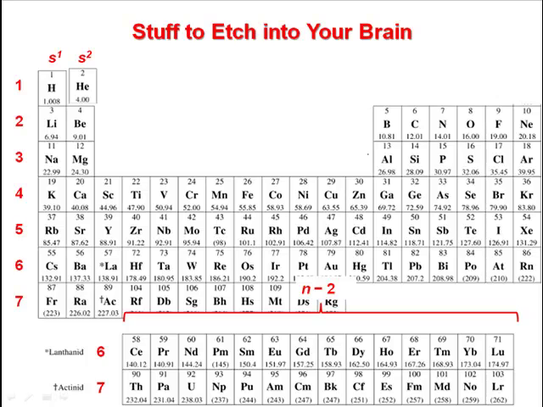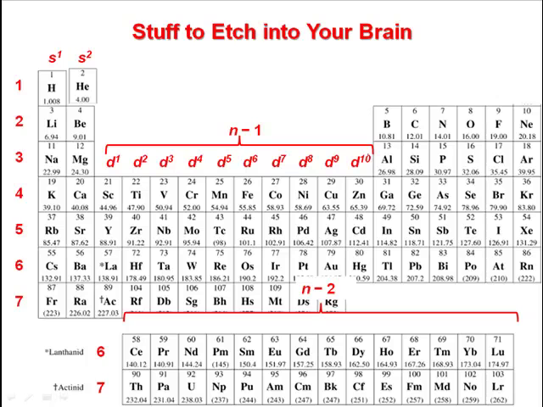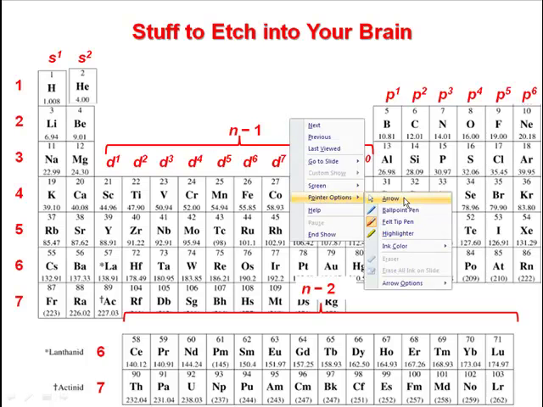So, the next thing to look at is the pattern. This is S1, this is S2. These are all the D, which are N minus 1. D1, D2, D3, D4, D5, D6, D7, D8, D9, D10. And the last one are the P's, P1 through P6. Okay? Now, a little bit of practice to help us out. This is like a code.